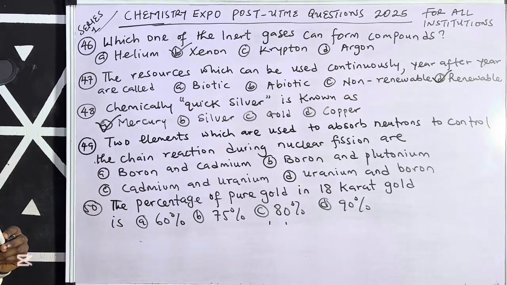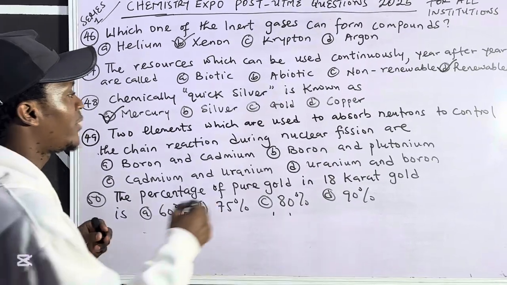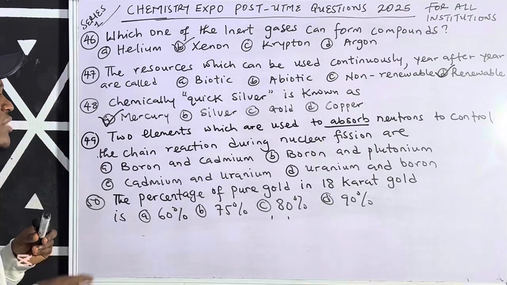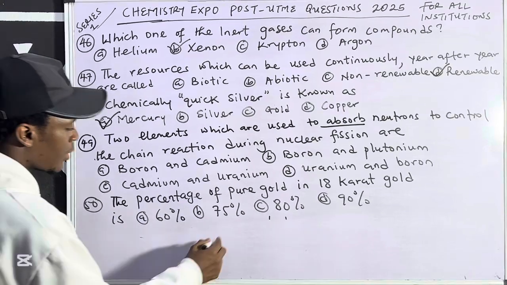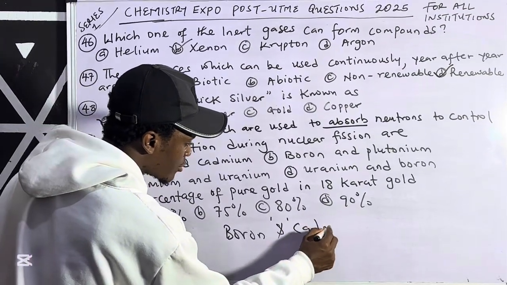Then question 49. Two elements which are used to absorb, keyword absorb, neutrons to control the chain reaction during nuclear fission are now boron and cadmium rods.